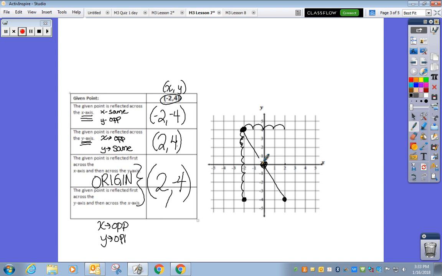So that's how you reflect. You just have to remember those simple steps. If you're reflecting over the x, the x stays the same and the y becomes its opposite. If you're reflecting over the y, the y stays the same and the x becomes its opposite. And if you're reflecting over the origin, they both become their opposites.